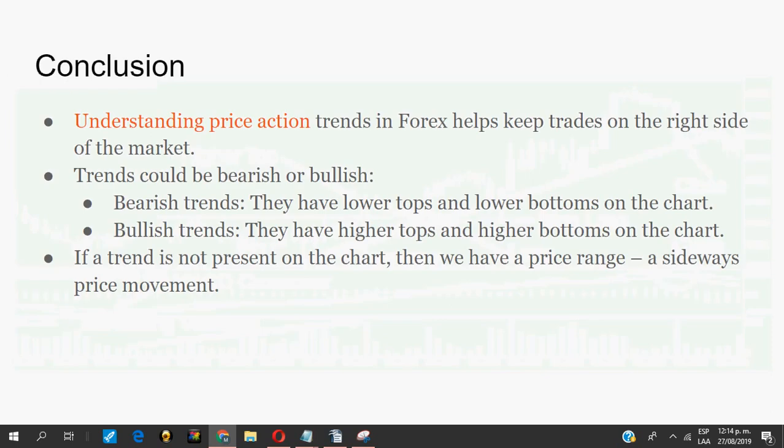Now, let's sum it up. Understanding price action trends in Forex helps keep trades on the right side of the market. Trends could be bearish or bullish. Bearish trends have lower tops and lower bottoms on the chart. Bullish trends have higher tops and higher bottoms on the chart. If a trend is not present on the chart, then we have a price range, a sideways price movement.